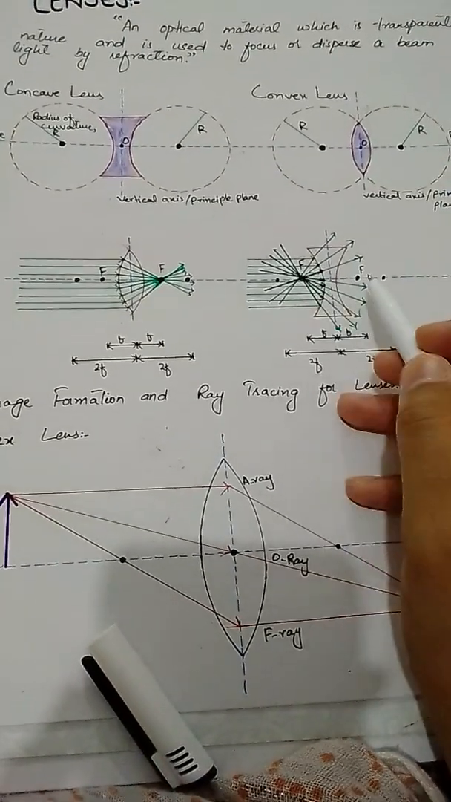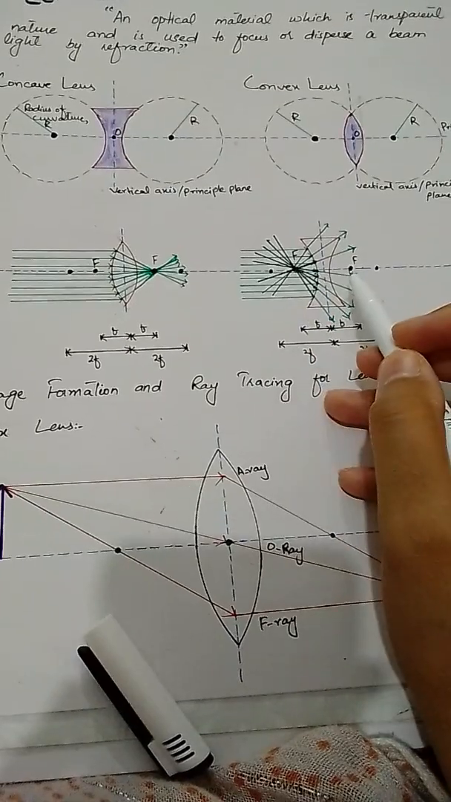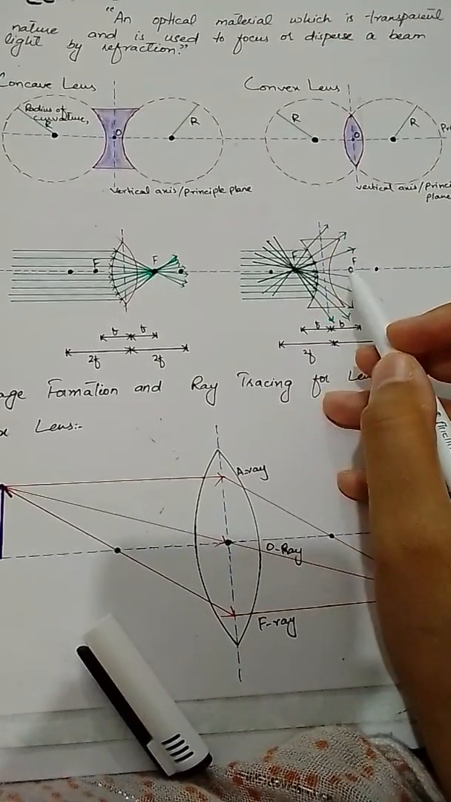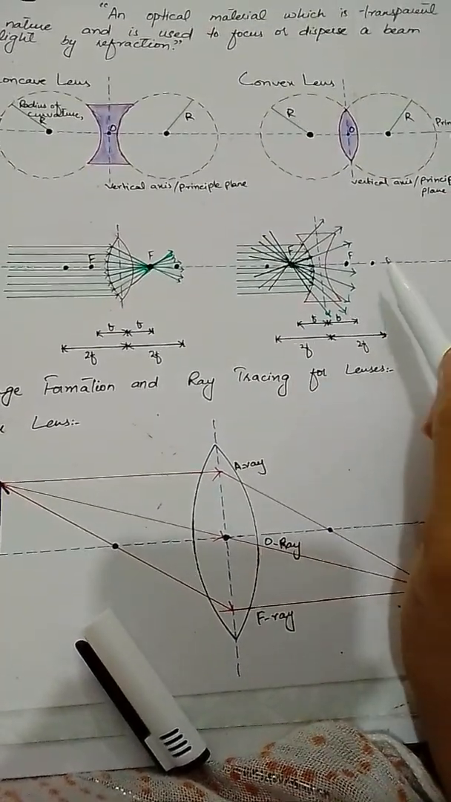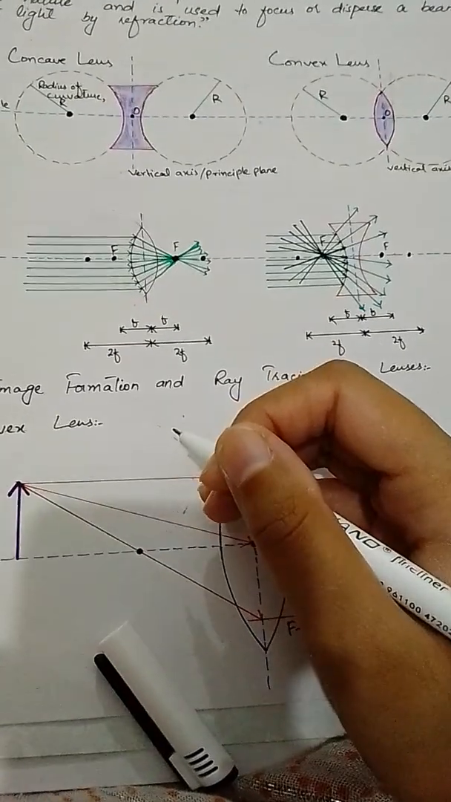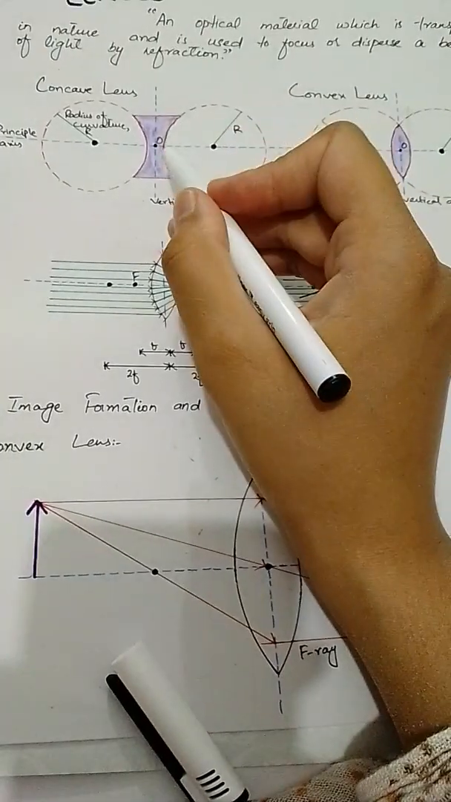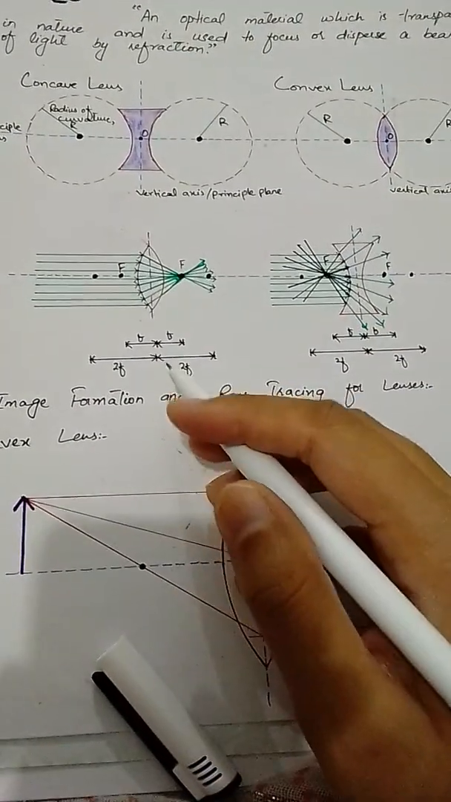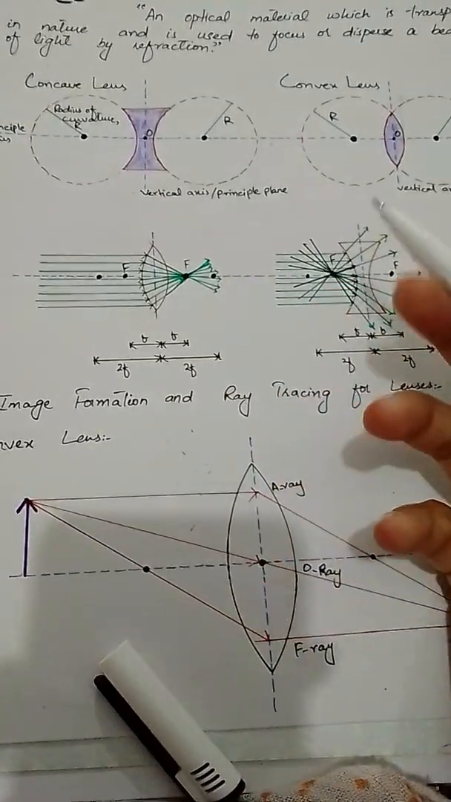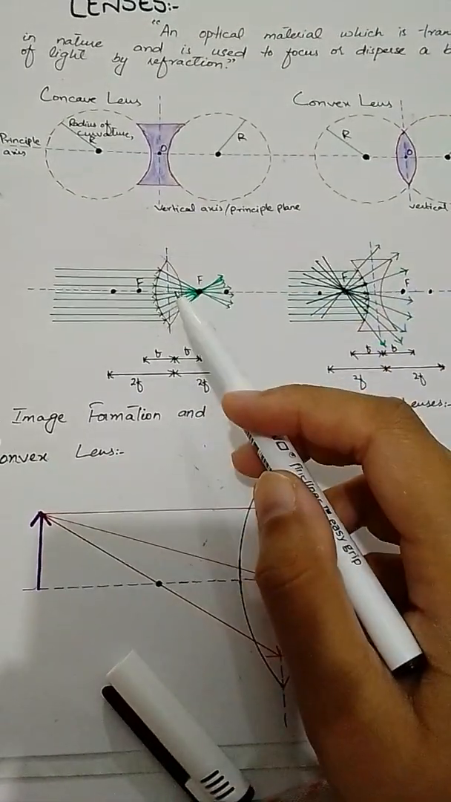Similar case is with the concave lens. We have two focal lengths, and we have two double focal lengths, instead of center of curvature. The central point is called O. The center point of these two lenses is called O, or just the center of the lens.